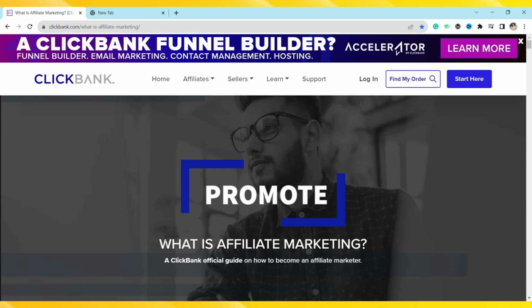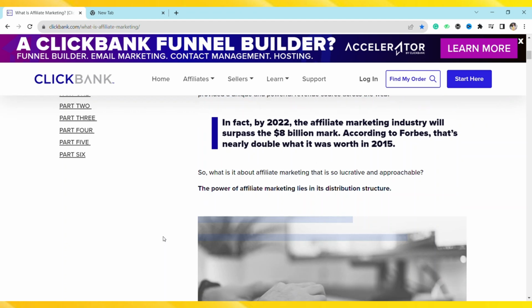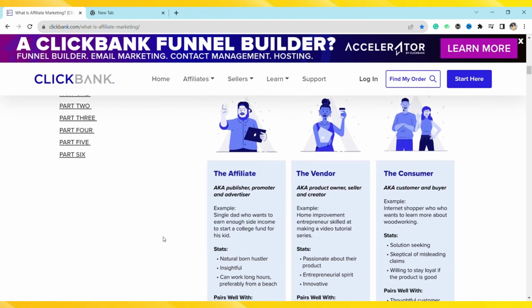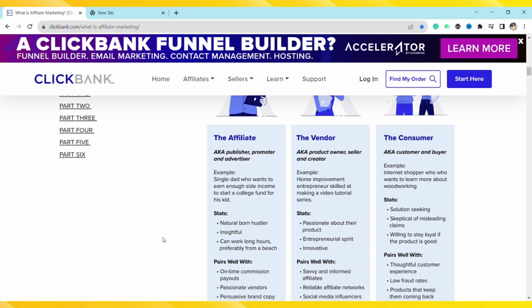Affiliate marketing basically revolves around a distribution structure, which involves the affiliate, the one who publishes, promotes and advertises the available product, and the vendor, who is the producer or the seller, the one who creates the product and lists it. The last one is the consumer, who is the customer and the buyer. This is the distribution structure that works in affiliate marketing, so it is important for you to understand how it works.